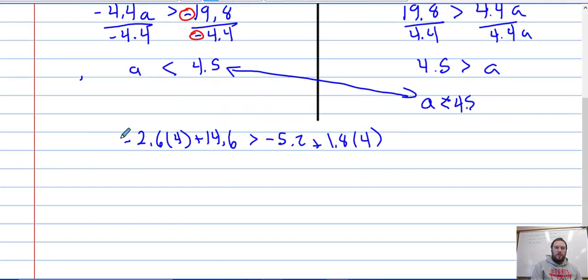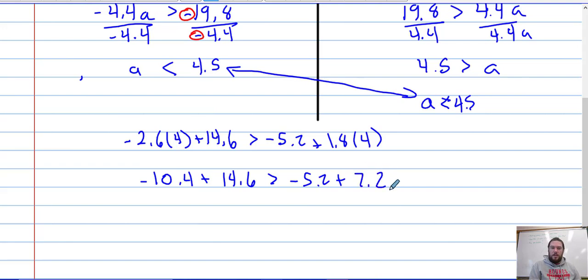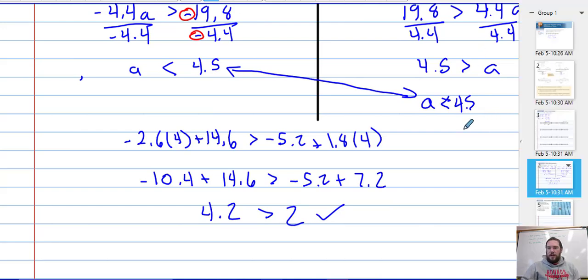Okay, so negative 2.6 times 4 is negative 10.4 plus 14.6, and that needs to be greater than negative 5.2 plus 1.8 times 4, which is 7.2. So we get what? 4.2, and that is greater than 2. And does that work? Yeah, sure does, right? 4.2 is in fact greater than 2. So we're pretty confident about our answer now because we verified it, right?